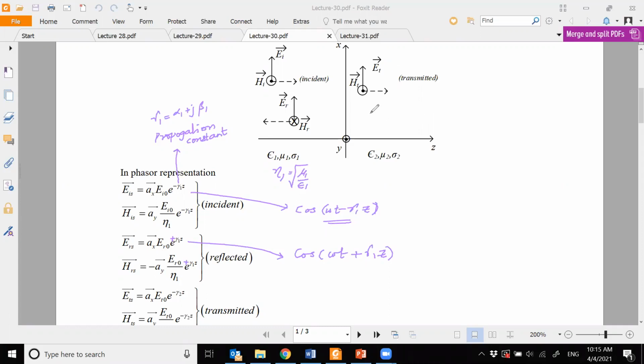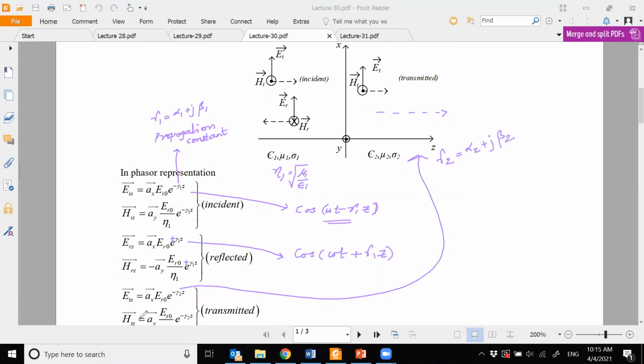Then in medium 2, we have the transmitted field. So my transmitted field is AX and its amplitude is ET0. And since the transmitted field is moving in the positive Z direction, it is e power minus gamma 2Z. It is not gamma 1 here, gamma 2. Why? Because we are in this region, so in this region you have gamma 2, which is alpha 2 plus j beta 2.